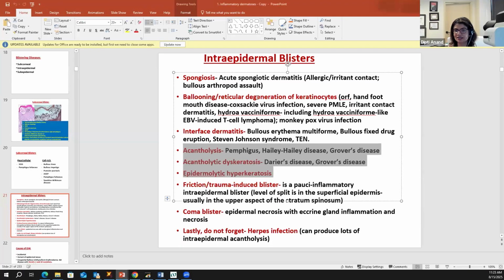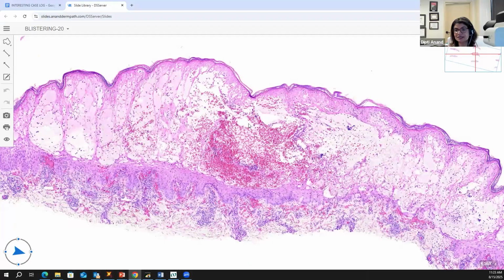And this is what I had highlighted in here. So this is a reaction pattern for which you think about ORF, hand, foot, and mouth disease, severe PMLE, irritant contact dermatitis, and hydroa vacciniforme. And there is a kind of lymphoma, which is also EBV induced. You can forget about that. That's just for completion's sake that I have included in here. So this reaction pattern is that specific.